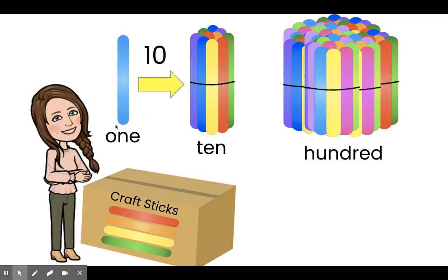Remember, it took 10 individual sticks to make one bundle of 10. One bundle of 10 is made with 10 individual sticks. It takes 10 of these bundles of 10 to make 100. That means 100 is made with 10 of these bundles of 10. And we even learned yesterday that 10 bundles of 100 will make 1,000.